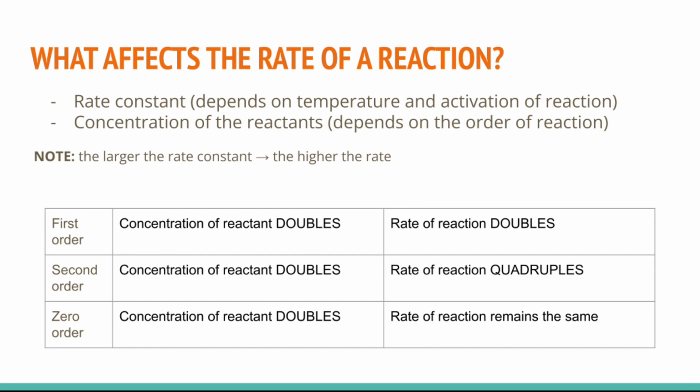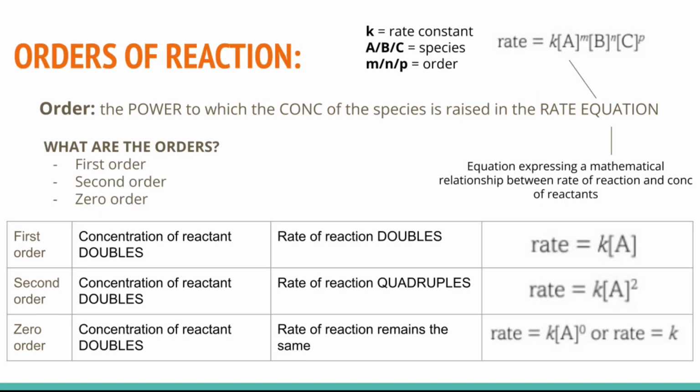So let's start with first order. Let's see if you can see a pattern here. For first order, when the concentration of the reactant doubles, this leads to the rate of the reaction doubling as well. But for second order, if the concentration of the reactant doubles, the rate of the reaction will quadruple. And for zero order, if the concentration of the reactant doubles, this means that the rate of reaction will stay the same. But what are orders?